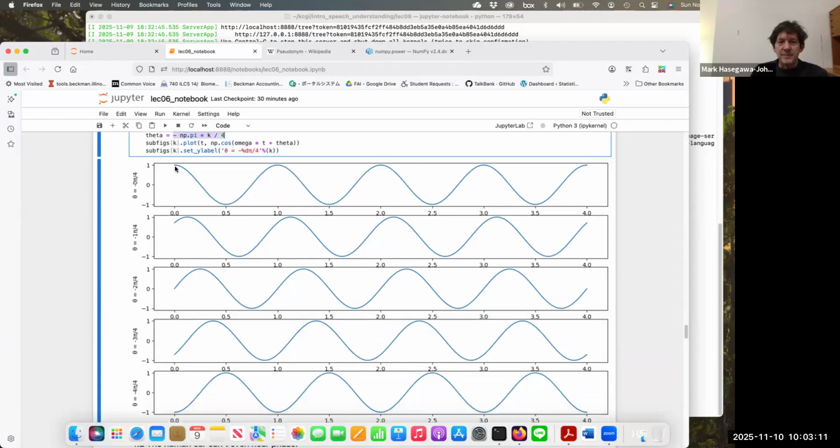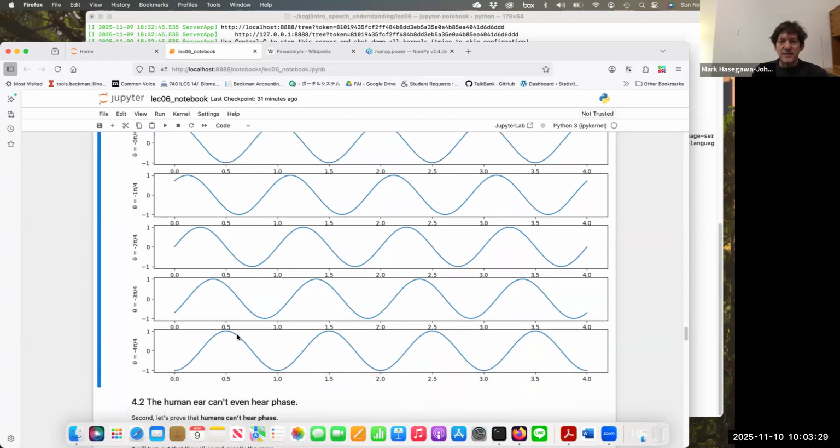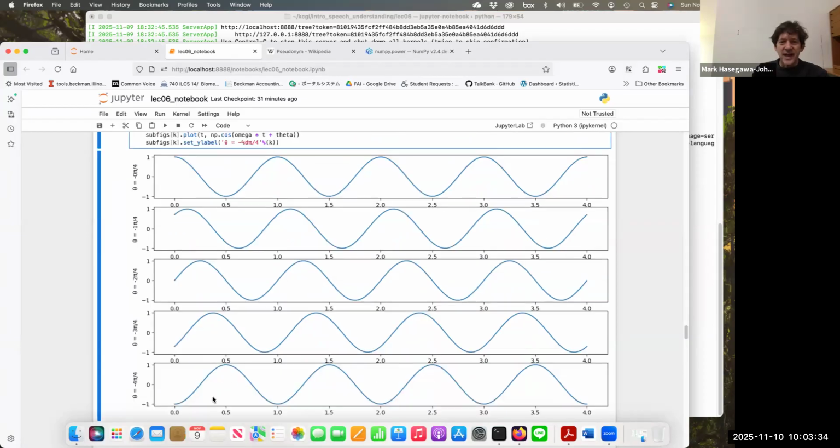So here's the cosine. Here's the cosine shifted to the right by pi over 4 radians. Here it's shifted to the right by 2 pi over 4 radians, and you see it's exactly a sine wave. Here it's shifted to the right by 3 pi over 4 radians, and here it's shifted to the right by 4 pi over 4 radians, and you see that it's exactly a negative cosine, right? This last plot is just exactly the negative of this first plot. So by shifting it to the right or to the left, you can wind up with the negative of what you started with, or you can wind up changing a cosine into a sine.